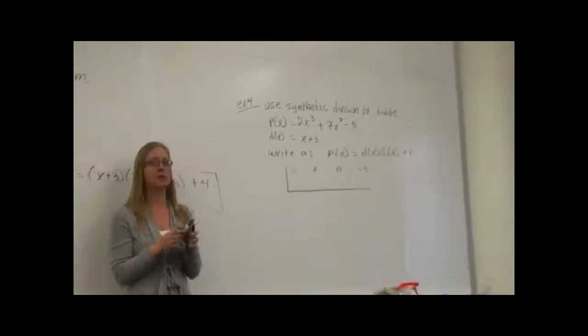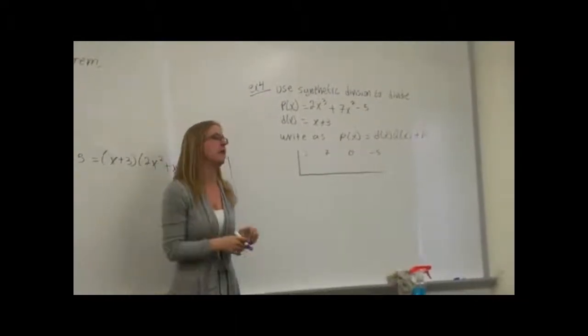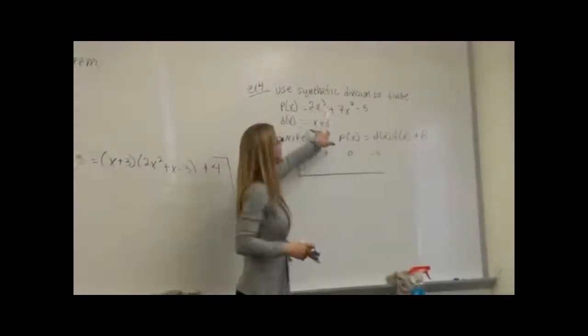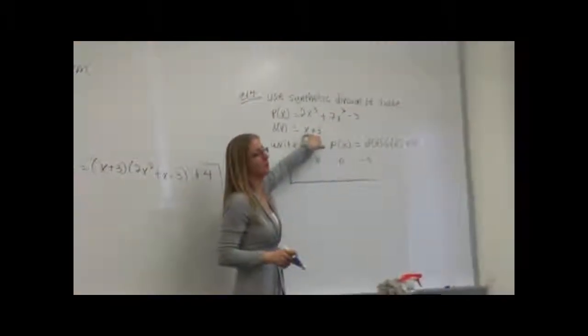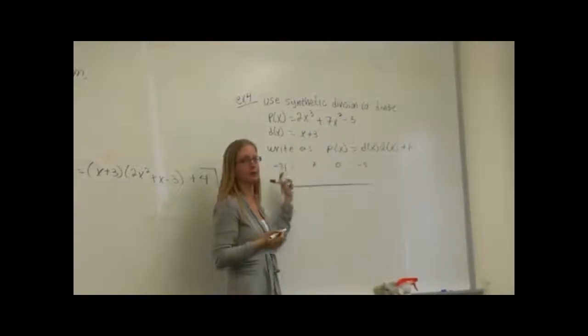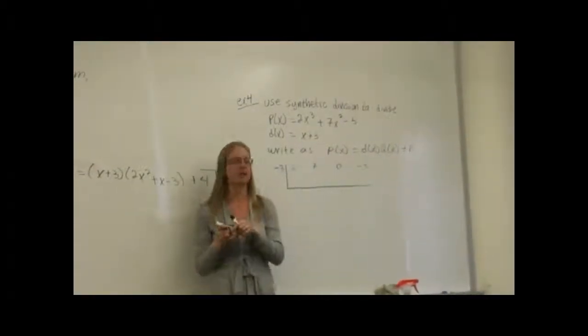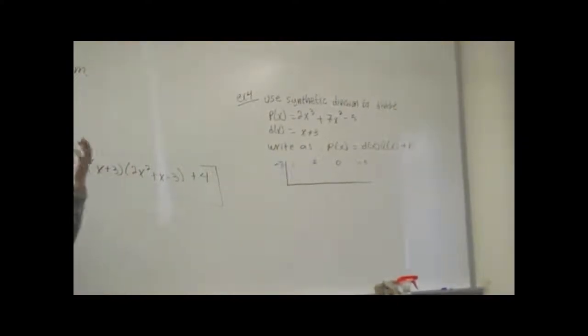And then here's the other thing we're going to do. For the divisor, I'm not going to use x's. For the divisor, I just have to think about what makes this 0. So what makes the divisor equal to 0? -3. So that's what goes on the outside. Really what you think about, if that's a +3, this is a -3. So the divisor is the opposite. So far, so good? That's just the setup.